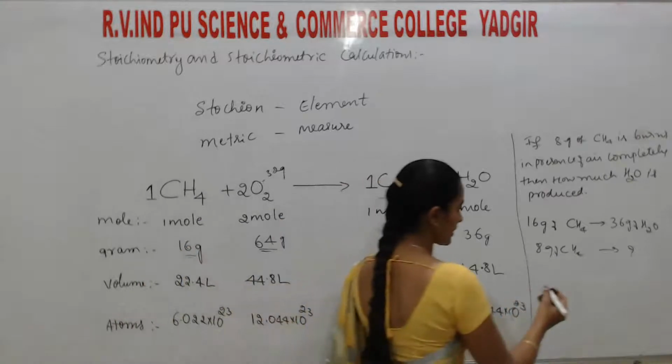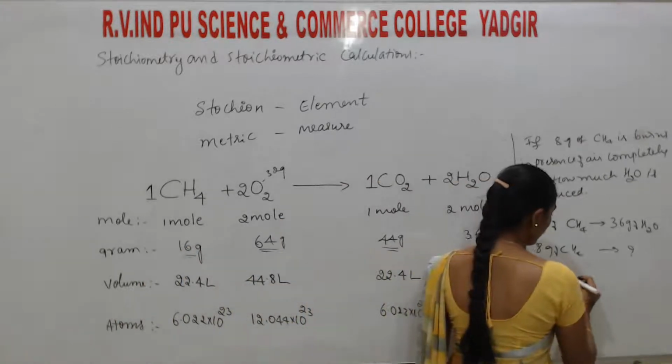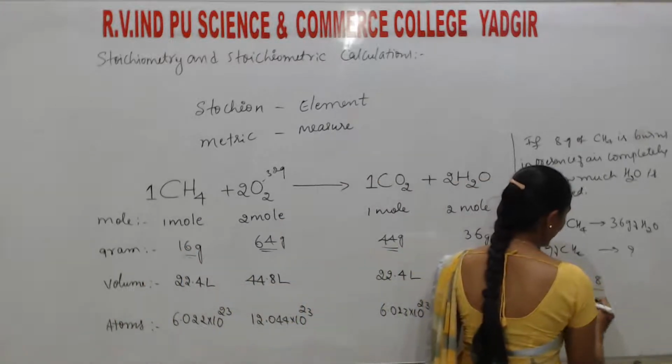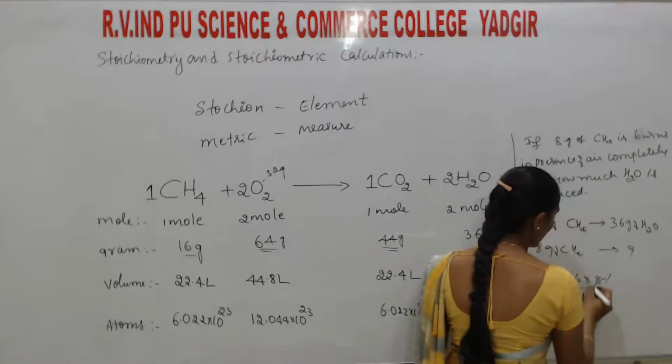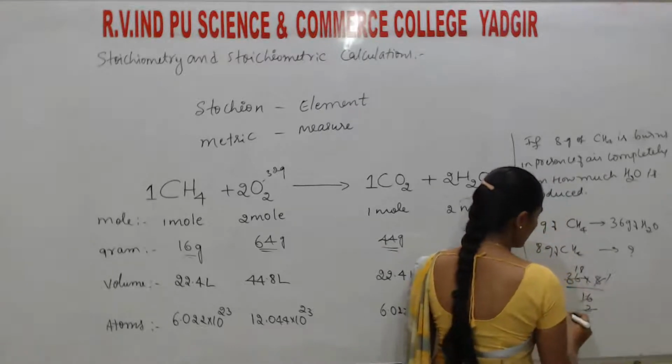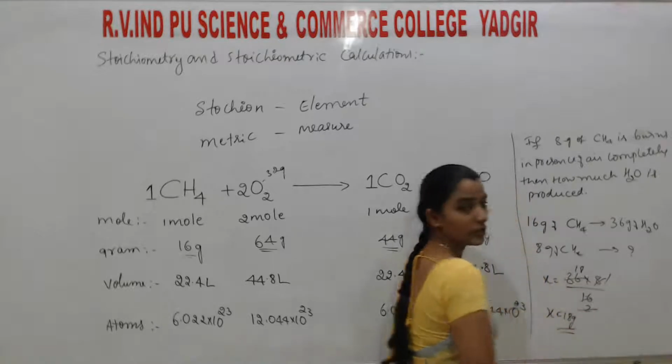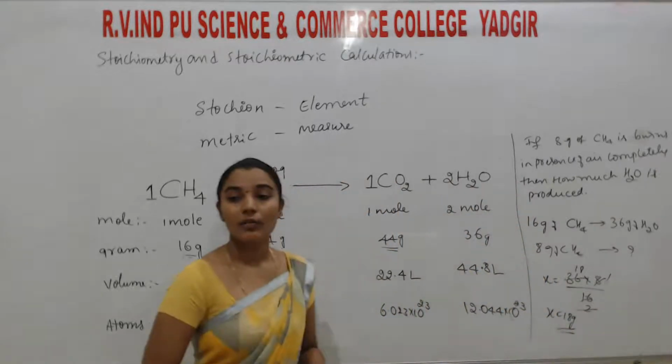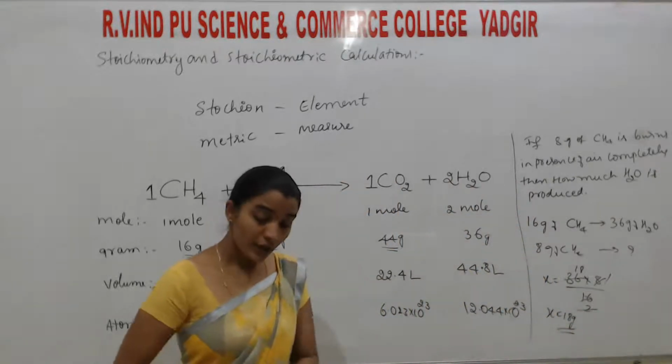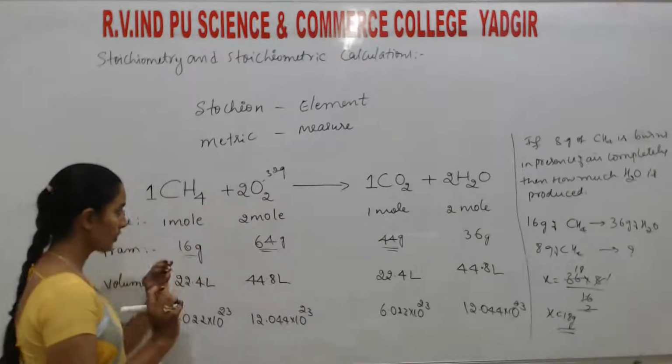If you calculate here, students, x is equal to 36 into 8 divided by 16, that is 18 gram. So x is equal to 18 gram. So 18 gram of water is produced. If you want to say it in mole, listen.